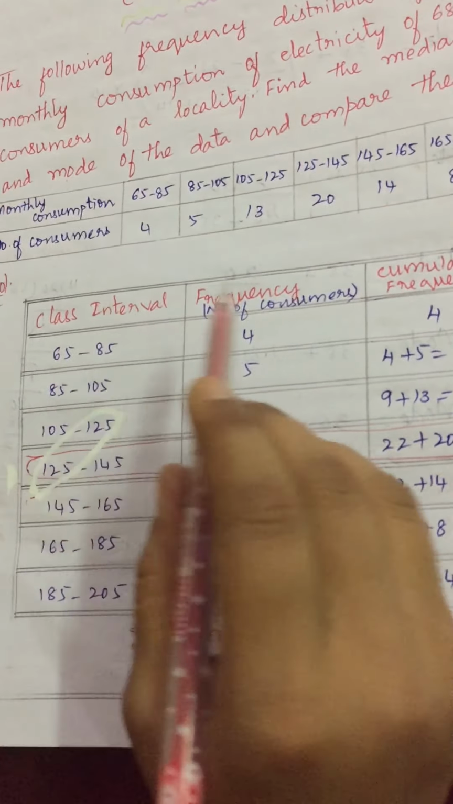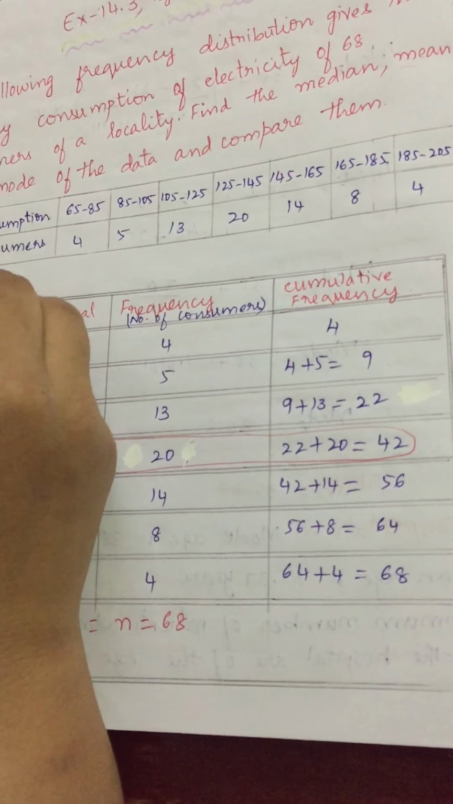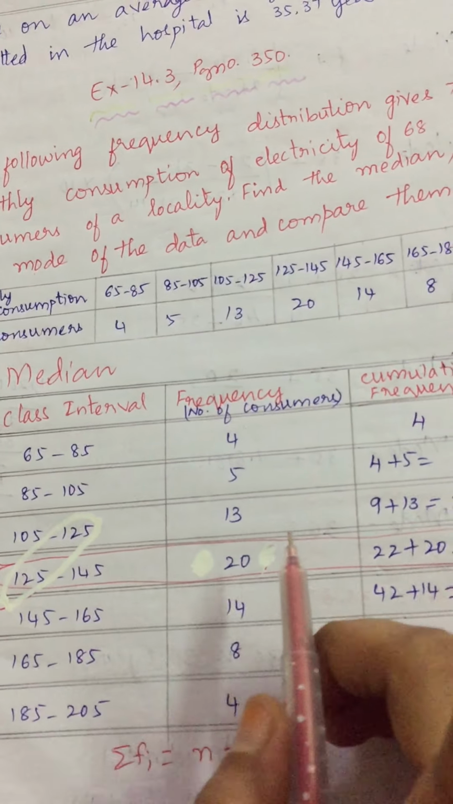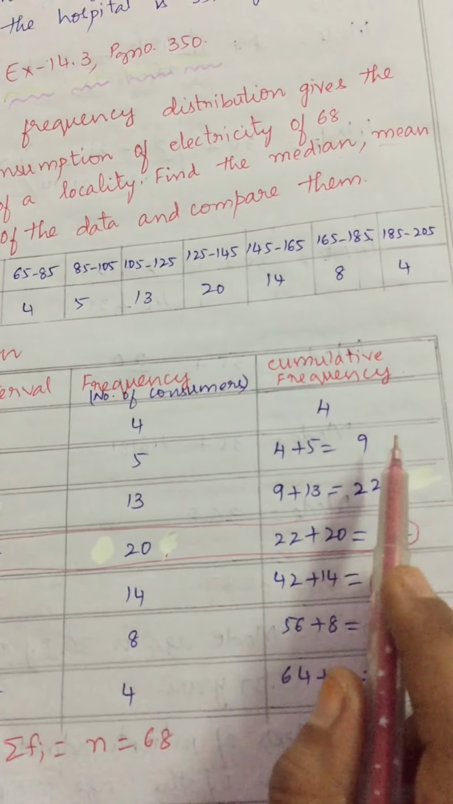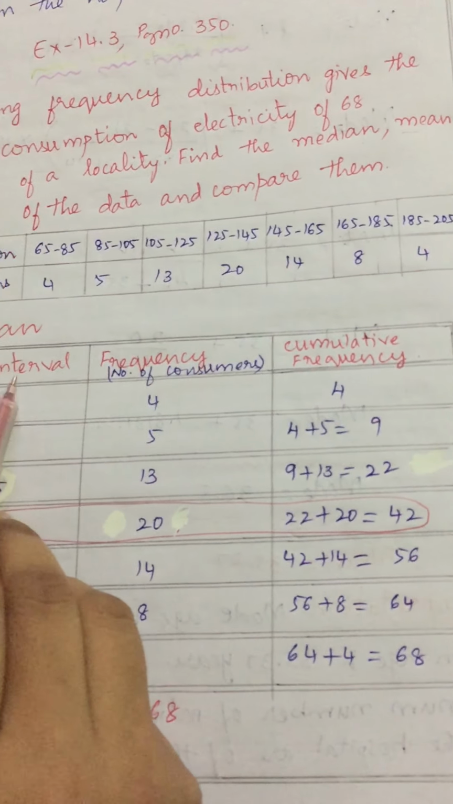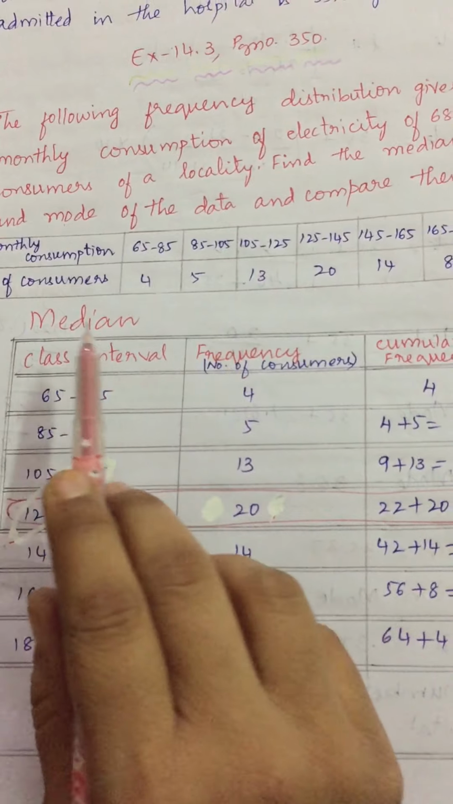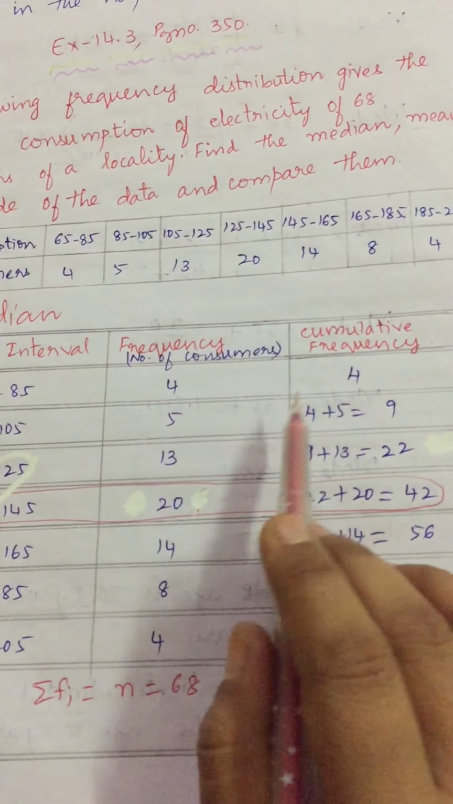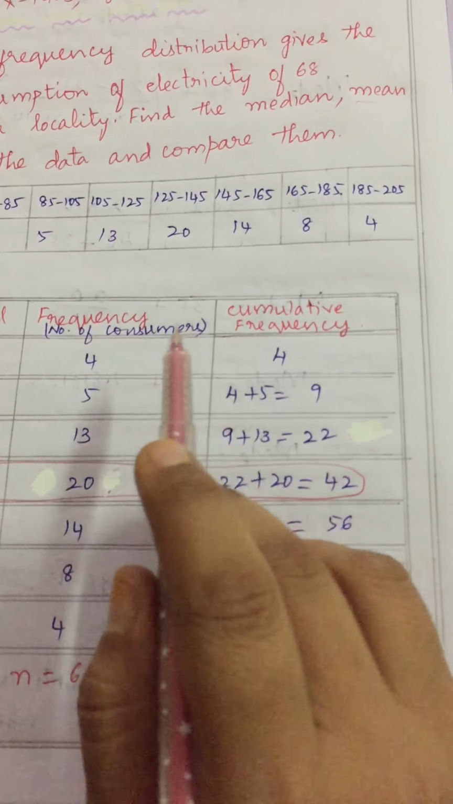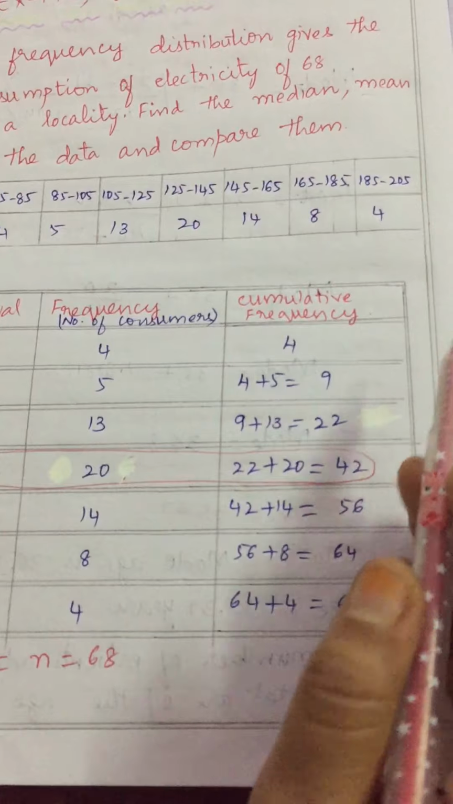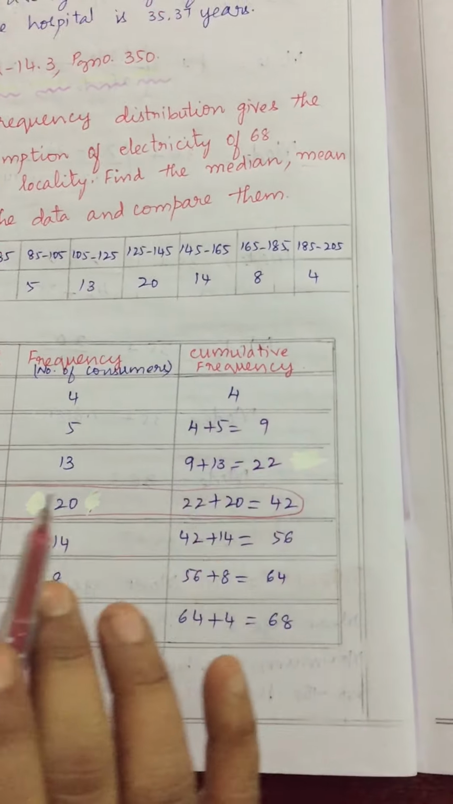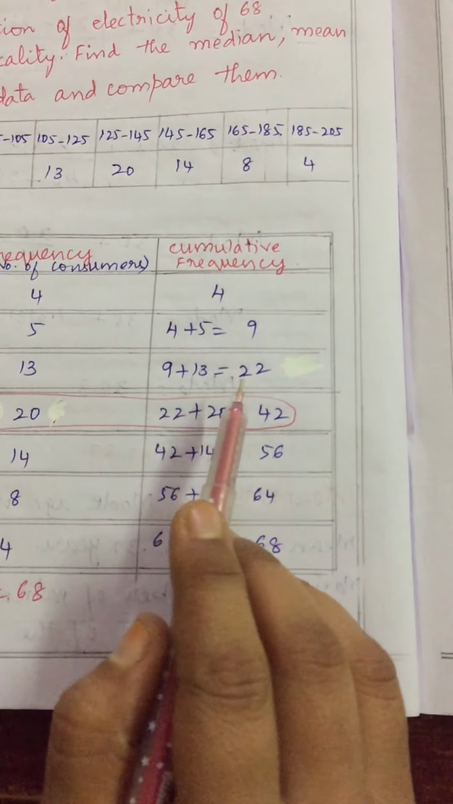So let's see how to solve for median. Here I am solving median, children. Mean and mode you need to do. For median, only one more column you need to prepare. Two things are given, and you need to prepare one more column. The class interval is nothing but the monthly consumption, and the number of consumers is nothing but the frequency. So in the third column you need to prepare the cumulative frequency. Clear, children? In mean we have to prepare many columns, 4 or 5 columns. In mode there is no need to prepare any column. In median only one extra column we need to prepare.